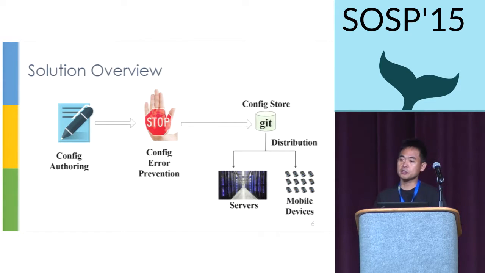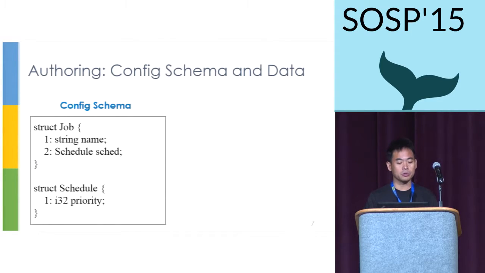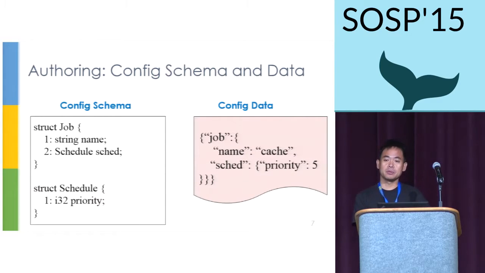Our solution consists of 3 parts: how to write a configuration file, how to prevent configuration errors, and how to distribute a configuration file to a large number of servers and mobile devices. I will go in sequence to cover each of them. I will start with configuration authoring. Our configuration data is strongly typed. The schema looks similar to a C language struct. This is one example of configuration data. It's a pure text file.